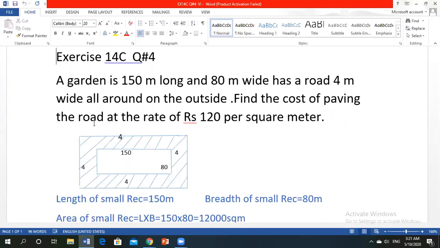First of all, we will draw a rectangle. You can see this rectangle. This is the small rectangle. The length of the small rectangle is 150 meters and the breadth is 80 meters. You can see this shaded portion is the road and it is 4 meters wide all around the outside. This 4 meter width all around the outside is given in the question.